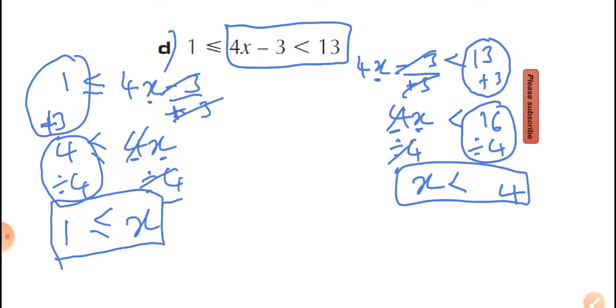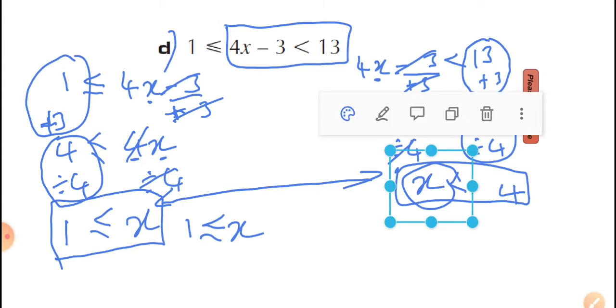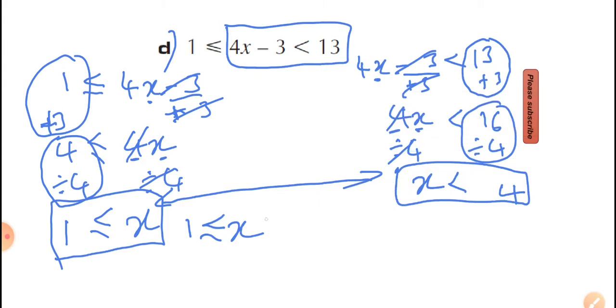So now we just have to combine these two bits. So we know that x is greater than or equal to 1, and then from this bit we know that x is less than 4. So just because we already have the x, just copy the less than 4. Okay, and if you remember, on the number line we will show this like this. So x can be any value that's less than 4, because it says that here, and x can be any number that's equal to or greater than 1. Okay, so remember this is the answer.